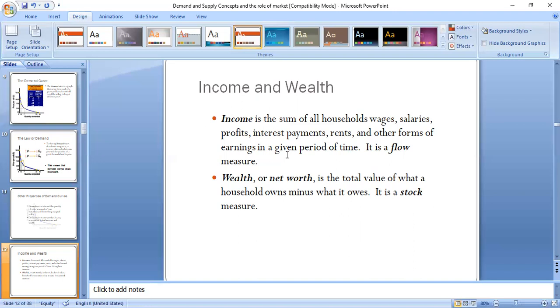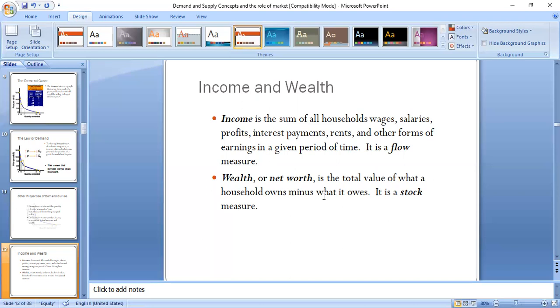I'm earning a salary. Salary is an income, right? Rent is an income you're earning from maybe your real estate, or your rented houses that you're renting out, right? Then wealth is the total value of what households own minus what they owe. So wealth is owned. For example, if you have animals, or land, that can be wealth.